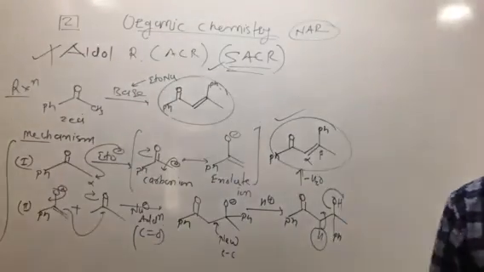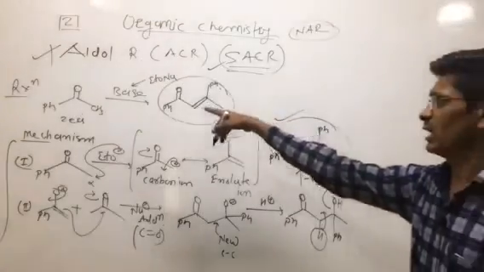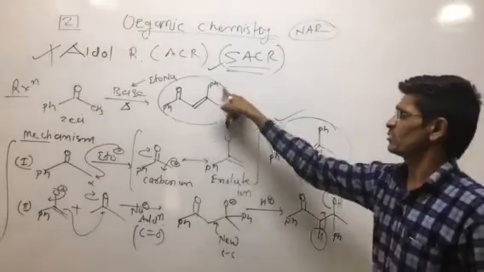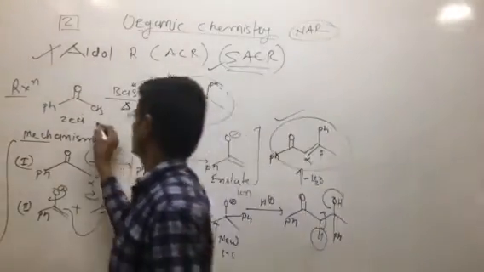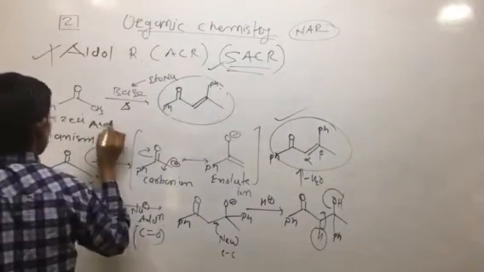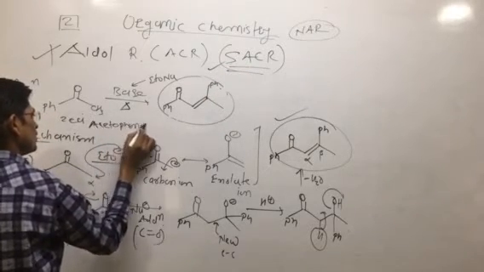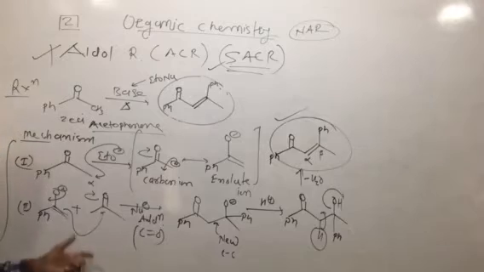Two moles of acetophenone react in the presence of basic condition. Then what happens? Formation of alpha beta unsaturated carbonyl compound. So this is the name of the reaction. It is known as the simple aldol condensation reaction. This is the reactant molecule, acetophenone.